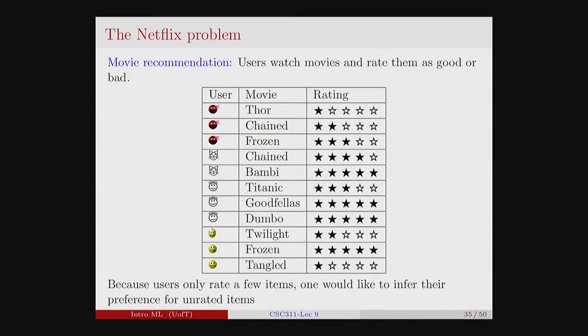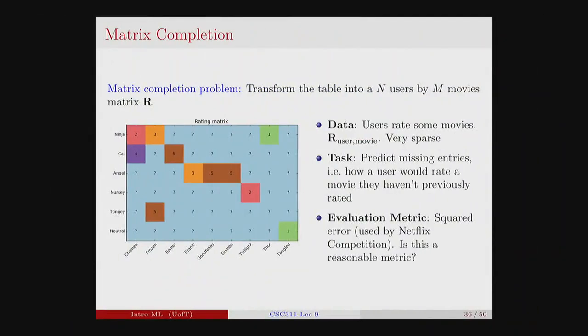And so for the Netflix problem, we have a matrix that kind of looks like this. We have a ratings matrix where we have n users by m movies, and users rate some movies, and we have this R user-movie matrix. And the task is to think about predicting missing entries, which is how might a user have rated a movie that they hadn't previously seen.